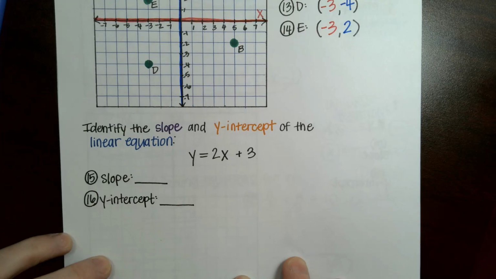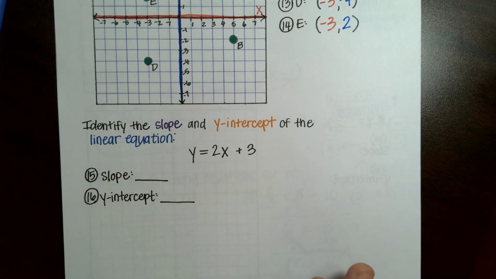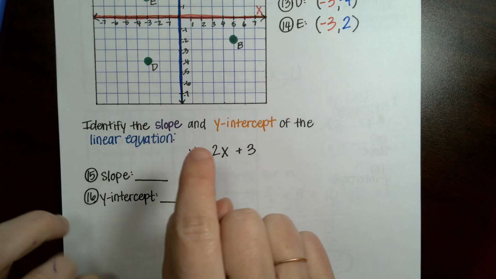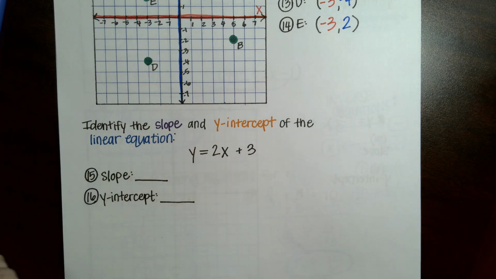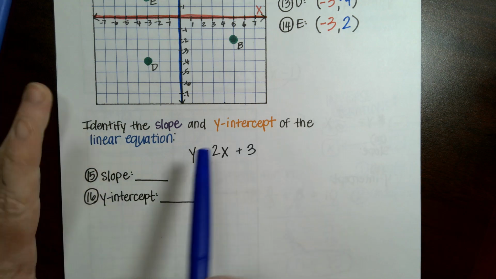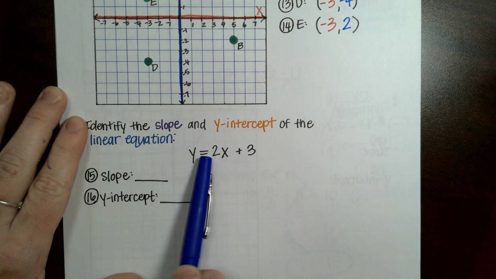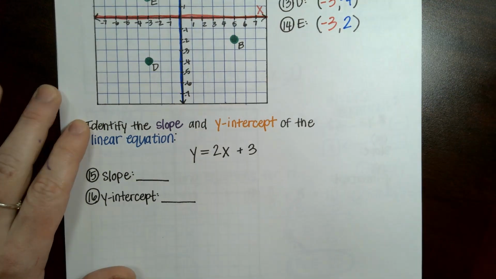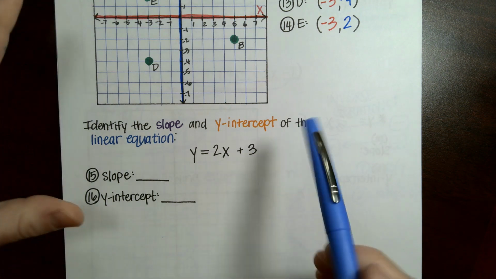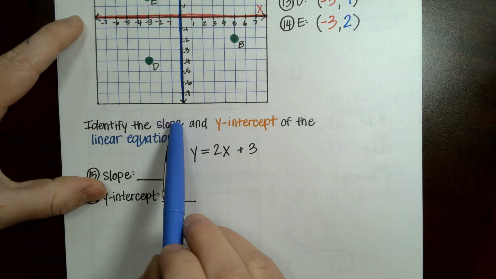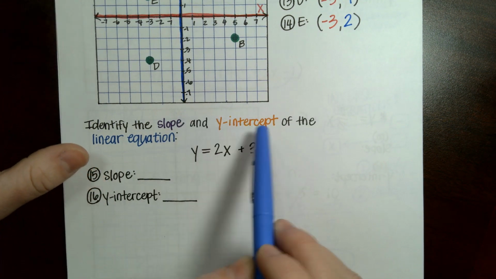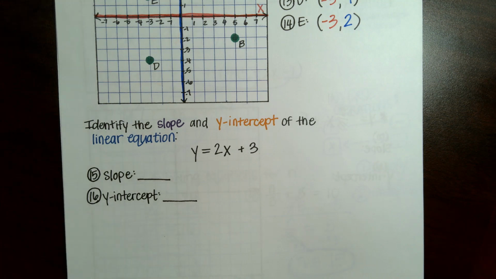Okay. So the next question you have, and this is the last question that will get graded. Everything else is bonus. I'm giving you a linear equation. That means that if I use this equation, I can draw a straight line with it. So what I need you to do is identify the slope and the y-intercept. Sounds really scary. It's not though.